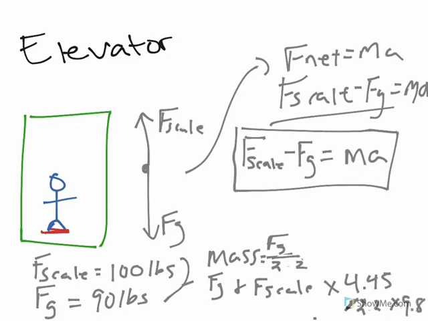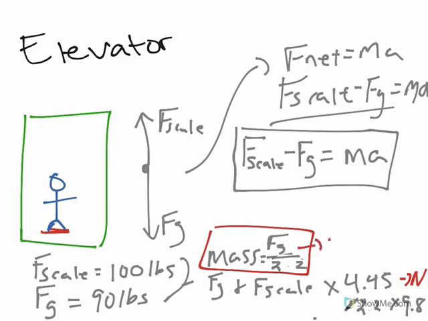Okay, so for the force on the scale, if you're trying to get it out of pounds, the first thing you do is to find the mass. You're going to do the force of gravity divided by 2.2. So whatever you got. In this case, we would do 90 divided by 2.2. For the force of gravity and the force on the scale, you're going to multiply those by 4.45 to get it into newtons.